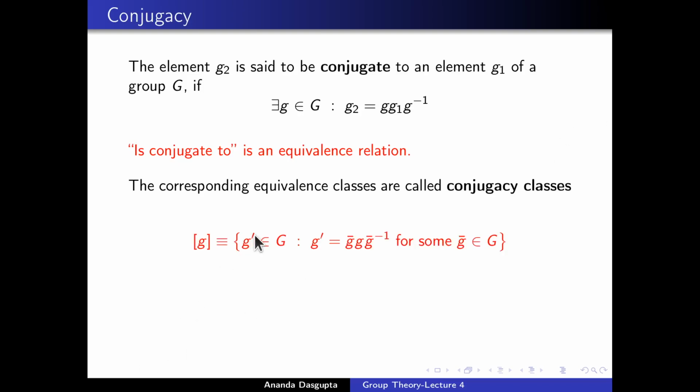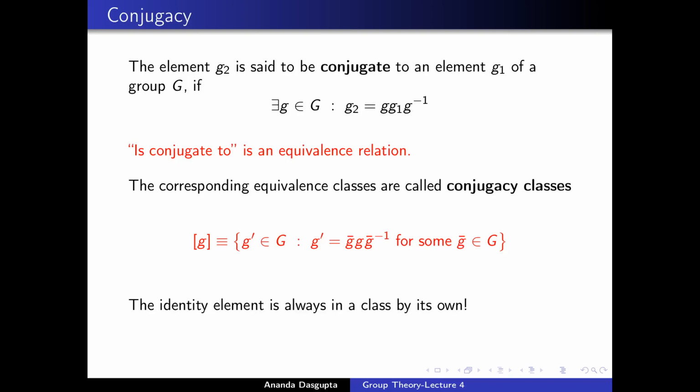And that is of course all the elements g prime of the group such that there exists some g bar in capital G which actually makes g prime conjugate to g, or which mediates the conjugation between g prime and g. So if we can find such a g bar, then g prime belongs to the same conjugacy class as g.